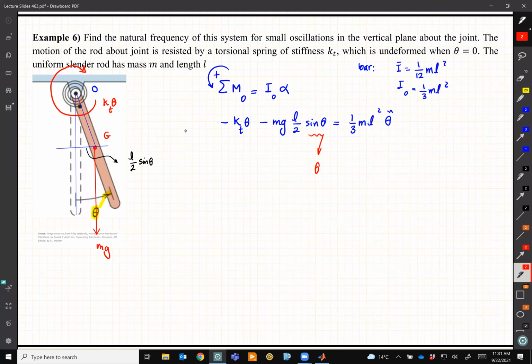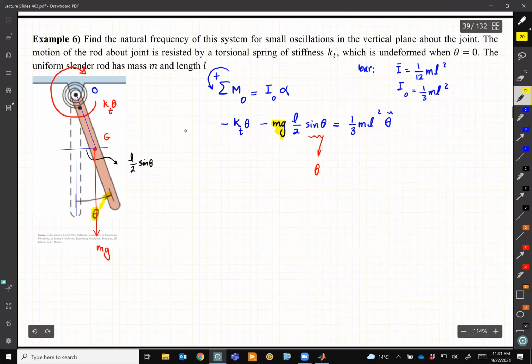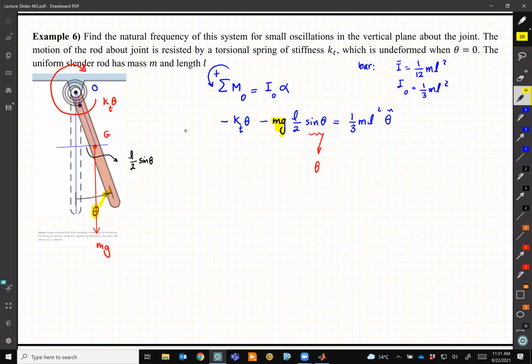Yes, it should be L over 2 squared. When you take the moment for weight, that's the force, mg, multiplied by the distance. So the distance is L over 2 sine theta. That's correct. So the weight multiplied by the distance, and the units are also there.